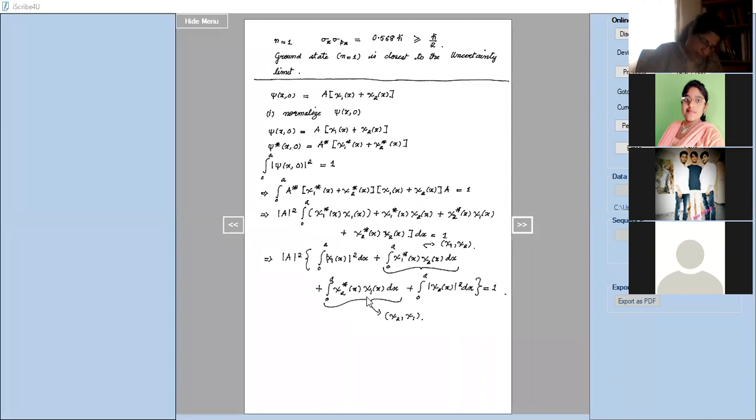Okay, so what are you going to be left with then? Implies you will have mod a square, you'll have just the integral from 0 to a. What are these on the other hand? We have already normalized, right? These functions. So this is going to be 1. This is also going to be 1. So what will you get for your a, please?